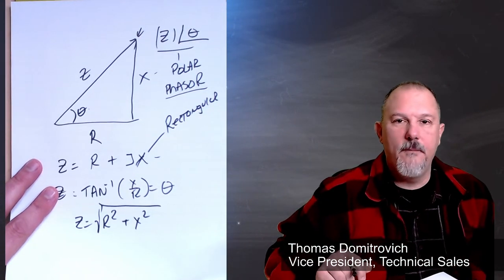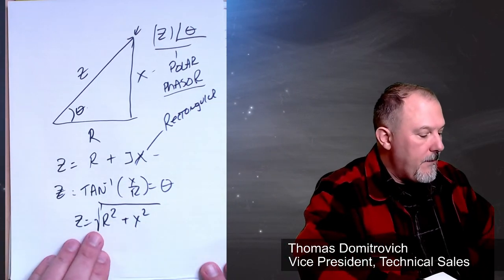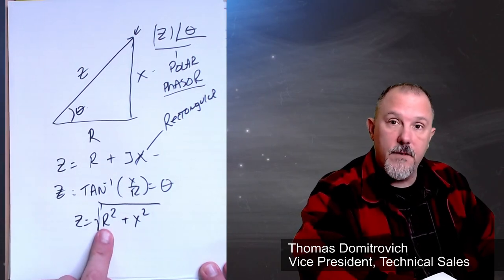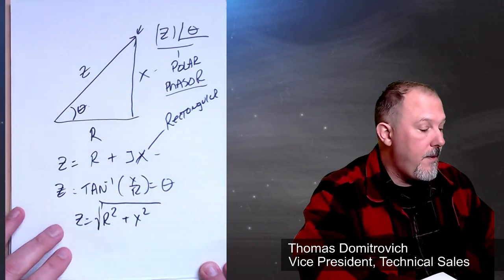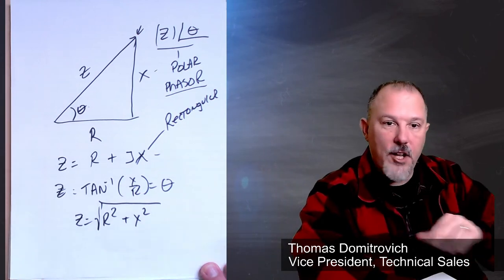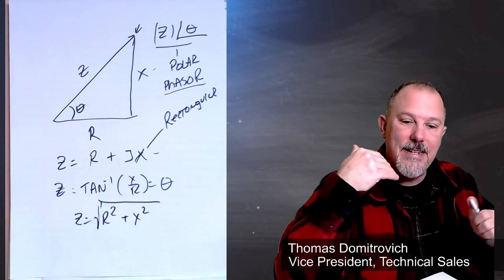I like to use the term phasor. So to get my magnitude of Z, it's the square root of R squared plus X squared. I mean, this is trigonometry. And then I can represent Z in polar. Now, there's a reason why you would want to represent it in polar format when you're multiplying or dividing.